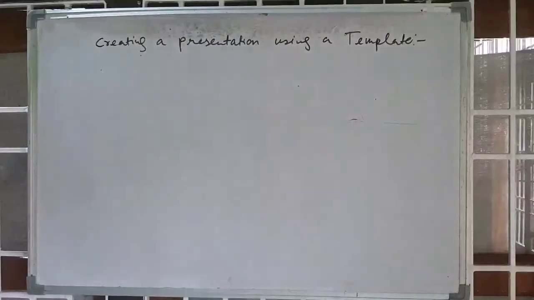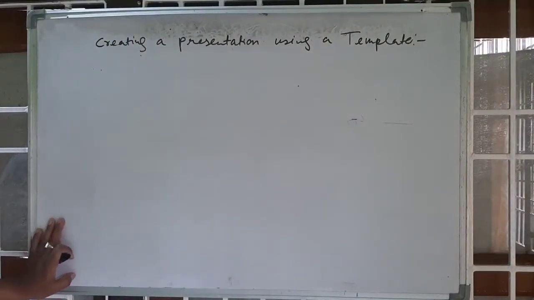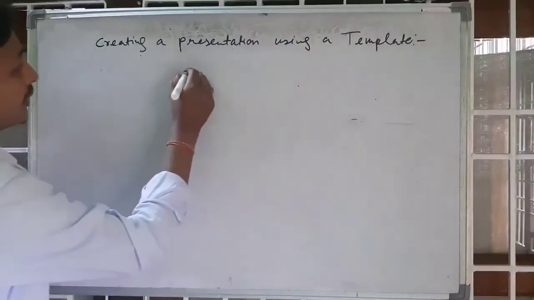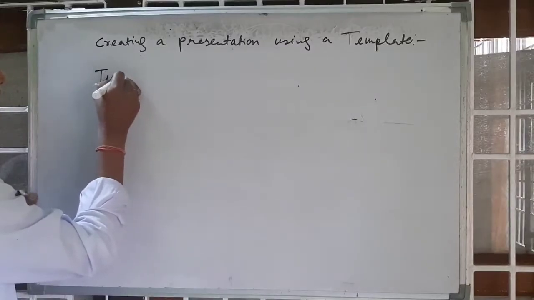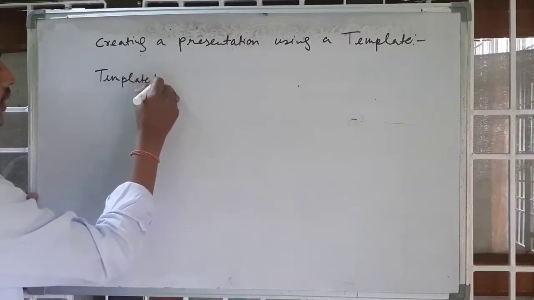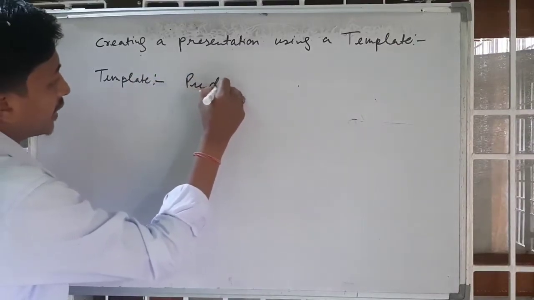Now see what is actually called a template. You can see in the book: a template is a pre-designed presentation that includes custom formatting and designs. It can save a lot of time and effort when creating a new presentation. It is a pre-designed presentation.